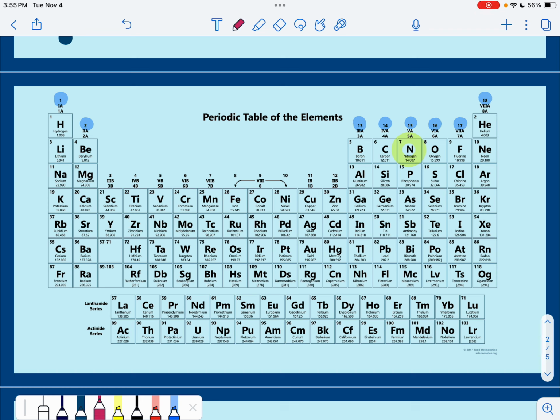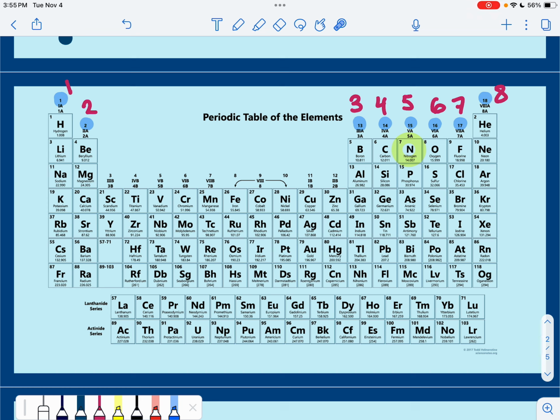So let's take group 1, for example. All the atoms in this column have 1 valence electron. Group 2, 2. Group 13, remember you take the last digit of that group number. So that's 3, 4, 5, 6, 7, and 8. Now we can see here that nitrogen is in group 15, which means that it has 5 valence electrons.